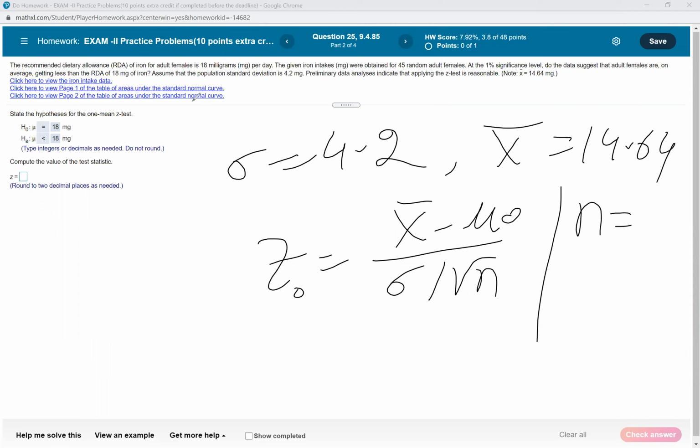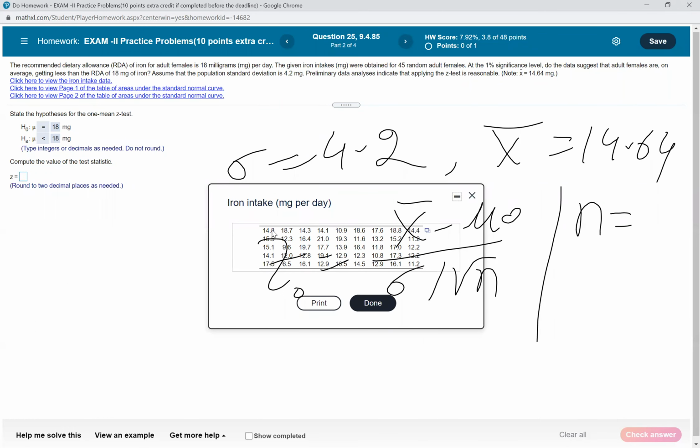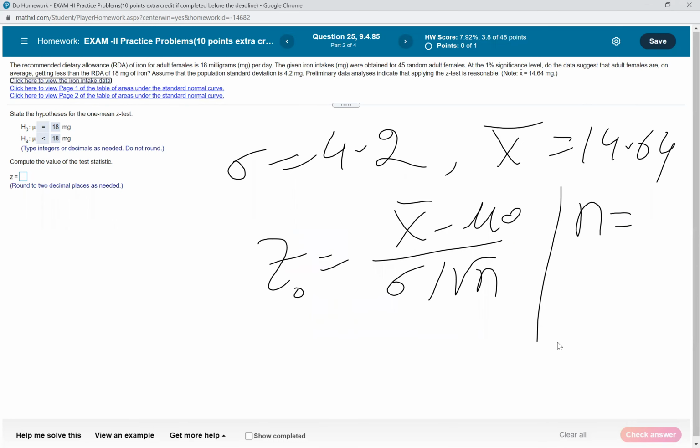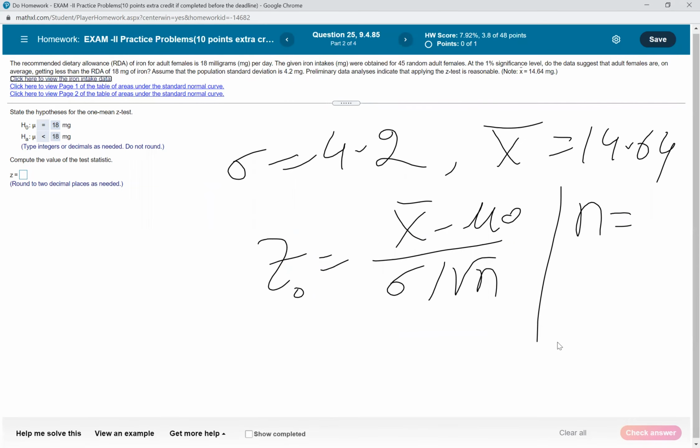Okay, so we have the data, so we can just count the sample size. How many observations do we have? 1, 2, 3, 4, 5, and 1, 2, 3, 4, 5, 6, 7, 8, 9. So we have a total of 45 observations. That means n is 45. Okay, so mu 0 is the hypothesized value, which is 18 milligrams.